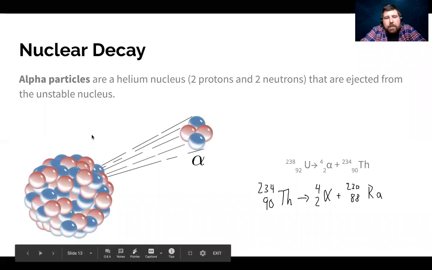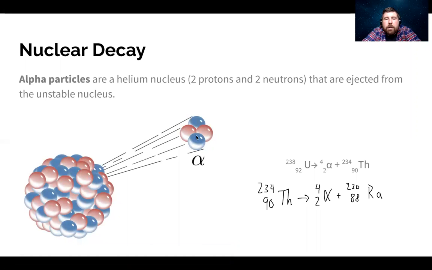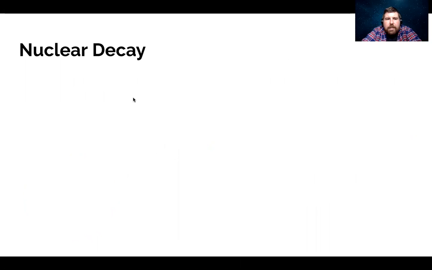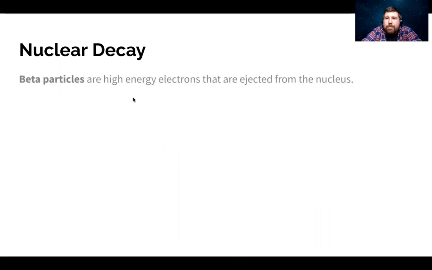Here's a good example. Basically, here's our radioactive nucleus. It quite literally chucks out an alpha particle, which is 2 protons and 2 neutrons. The next type of radioactive decay that exists is the beta decay, where a beta particle is ejected from the nucleus. A beta particle is essentially a high energy electron. It is just an electron.